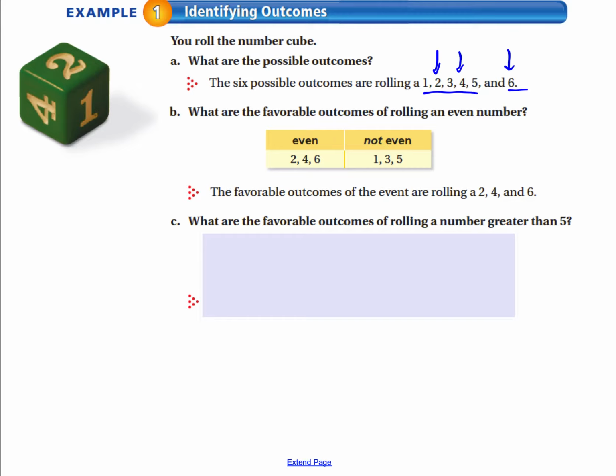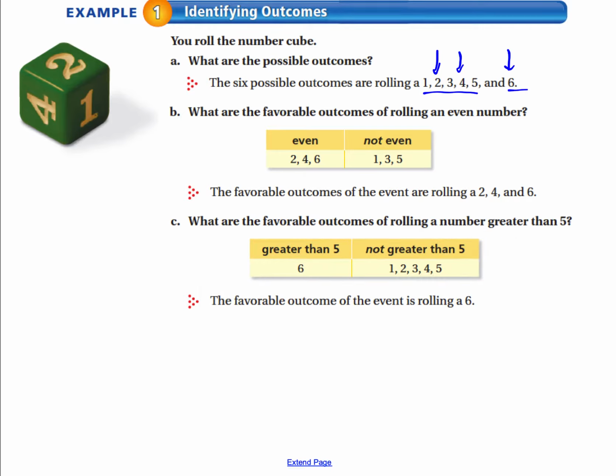What are the favorable outcomes for rolling a number greater than 5? All right, let's look at this. There's only one number on the number cube greater than 5, and that's 6. All of the other outcomes would not be favorable here. So the favorable outcome of this event is rolling a 6.